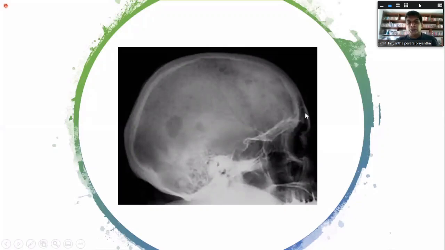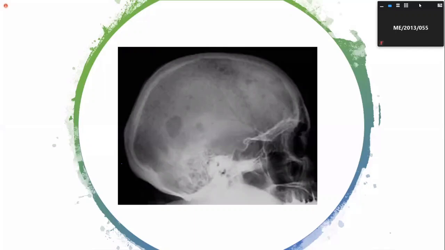Okay. So we'll move on. This is a skull X-ray of a child of 3 years. What is the abnormality noted and what are the possible diagnoses? Neuroblastoma. What is the abnormality noted?